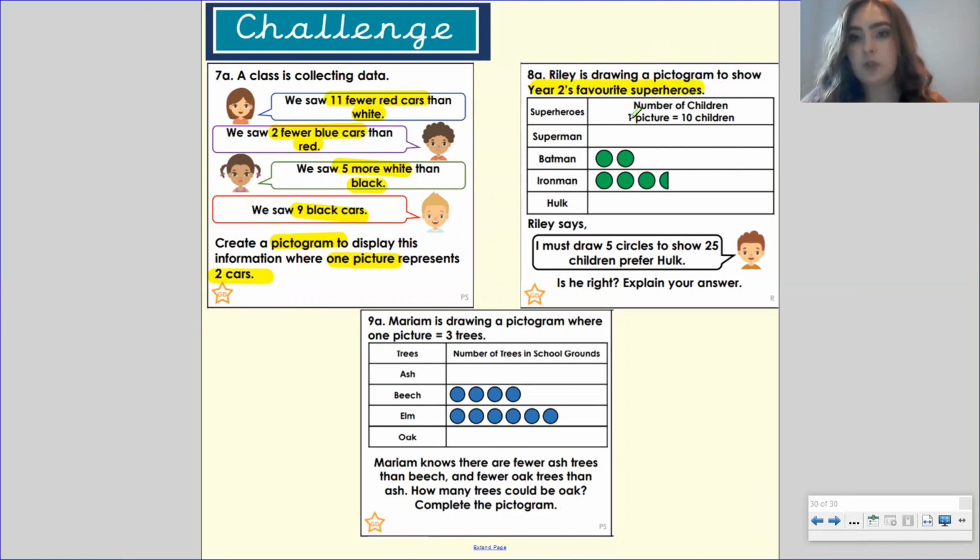The next one, Riley is drawing a pictogram to show year 2's favorite superheroes. We've got a number of children and one picture represents 10 children. Riley says, I must draw 5 circles to show 25 children prefer Hulk. Is he right? Explain your answer. And 9, Mariam is drawing a pictogram where one picture represents 3 trees. Mariam knows there are fewer ash trees than beech and fewer oak trees than ash. How many trees could be oak?